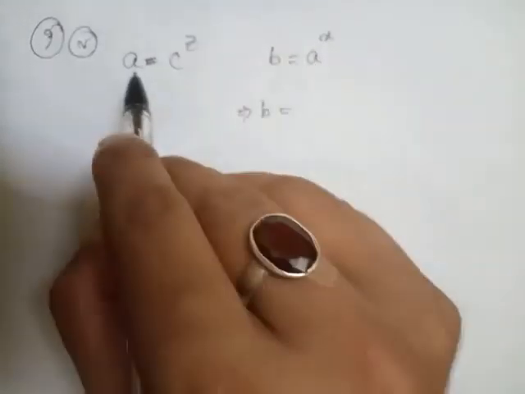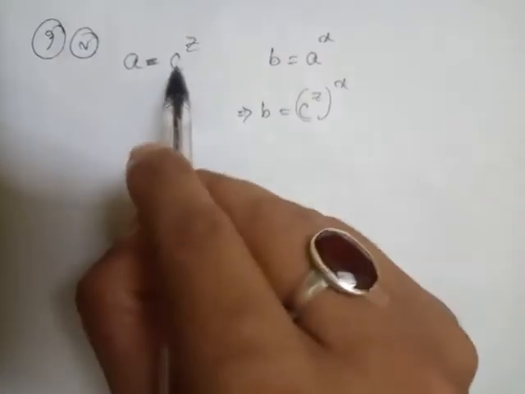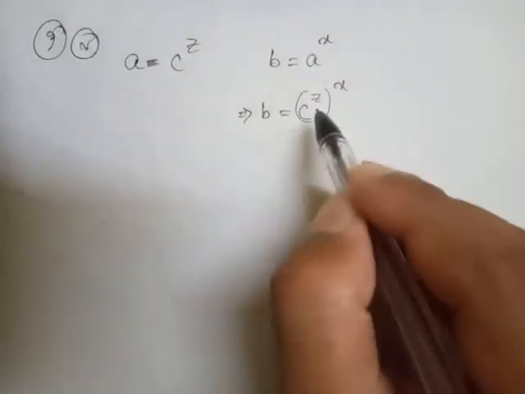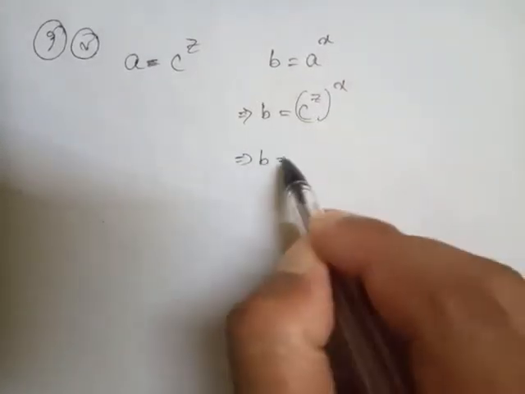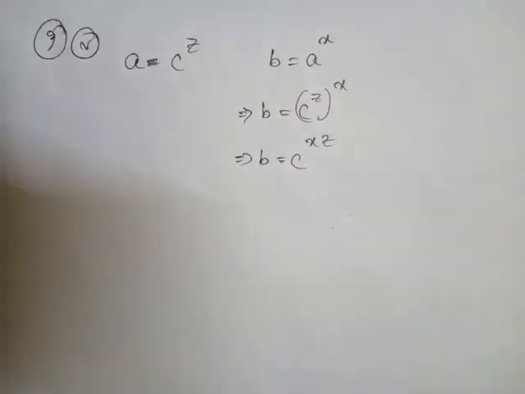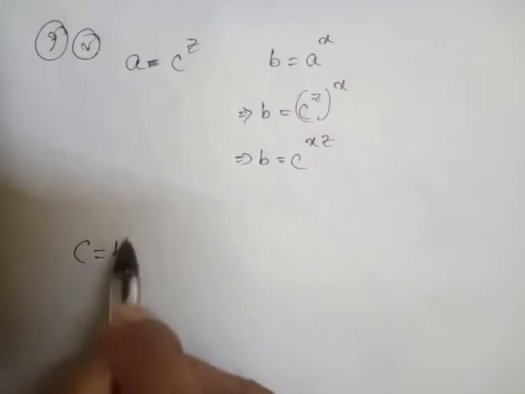So in place of a, I will take c to the power z whole to the power x, because in place of a only I have taken this value. It is already given here. Now after that, here b equals c to the power xz. Now look here student, one more condition is given, c equals b to the power y.